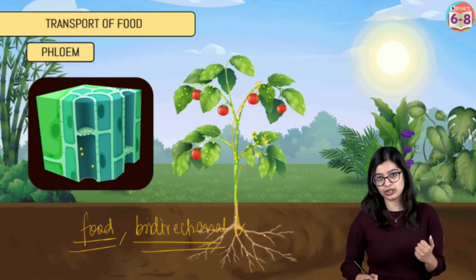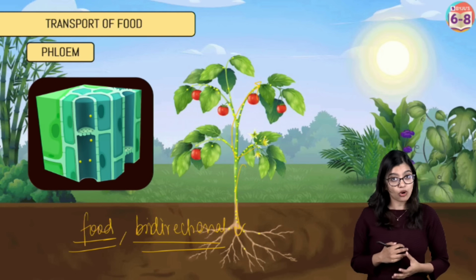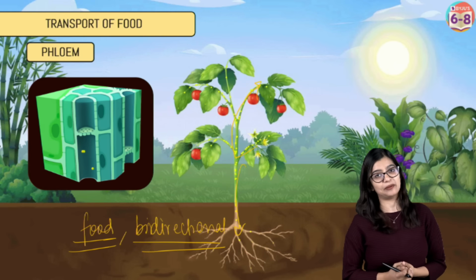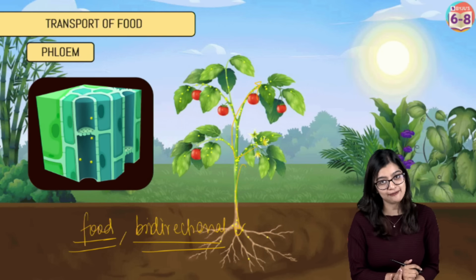Now, in this case, we see that transport in phloem is bidirectional, which means that it can be transported in both directions. So normally in your exam, they can ask you to differentiate between xylem and phloem for two marks, or sometimes they can ask you for 3 marks as well. And in such cases, you can elaborate the structure and function.